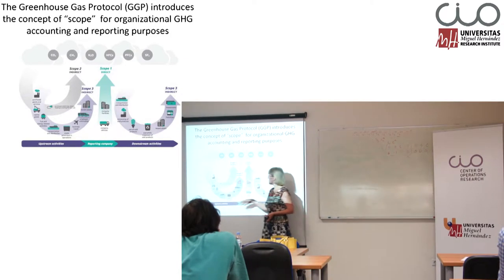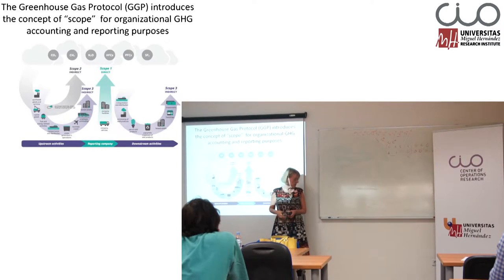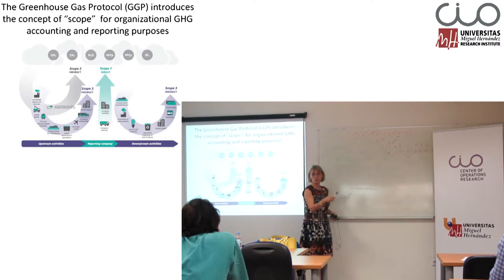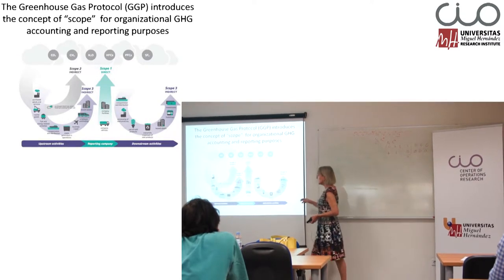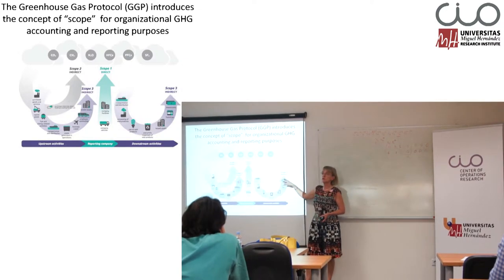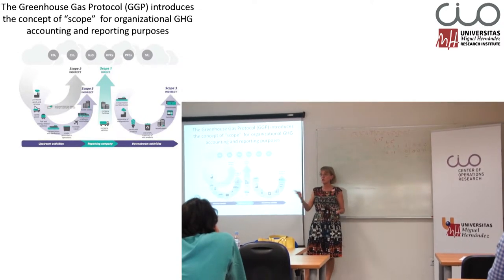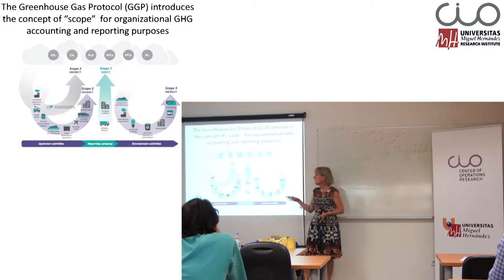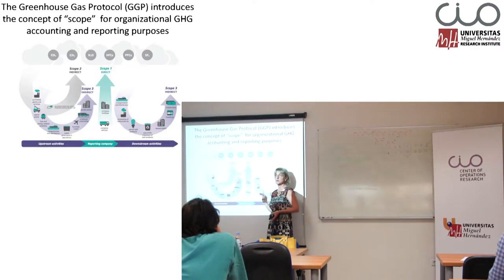So everything that is happening upstream, let's say if you are looking at these guys, the production of these, how much emissions are generated and so on. So everything happening from the supplier side and everything happening from the consumer side. Your students coming to school, driving here and so on. All of these emissions would be scope three.